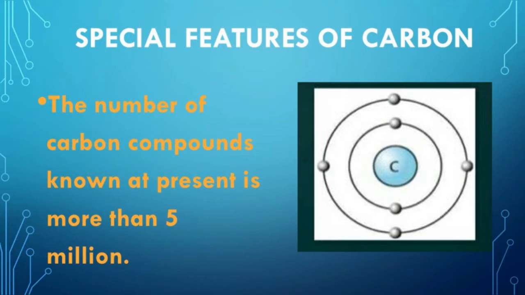Special features of carbon. The number of carbon compounds known at present is more than 5 million. Many newer carbon compounds are being isolated or prepared every day, even though the abundance of carbon is less. The number of carbon compounds alone is more than the number of compounds of all the other elements taken together. Why is it that this property is seen in carbon and in no other element? Because carbon has the following unique features.